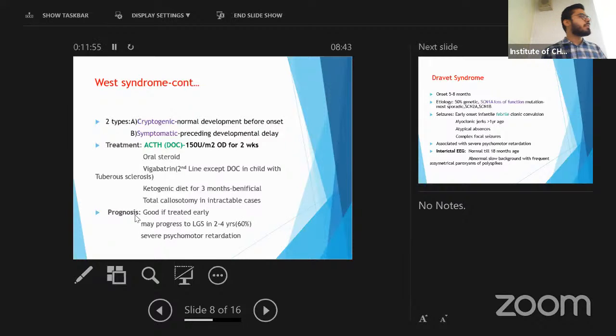Prognosis is good if we can treat early, but this may progress to Lennox-Gastaut syndrome in 2 to 4 years, and there is severe psychomotor retardation.